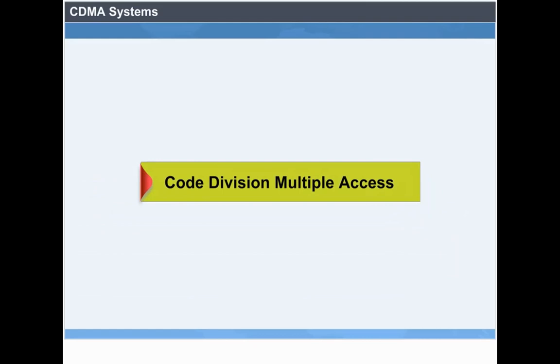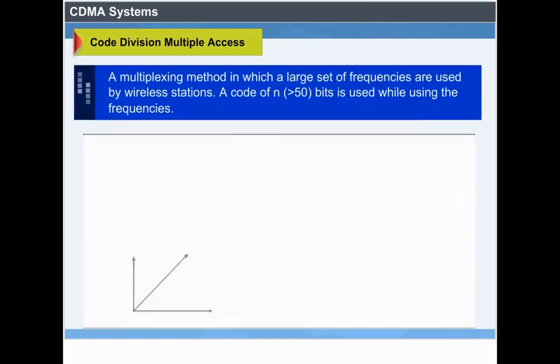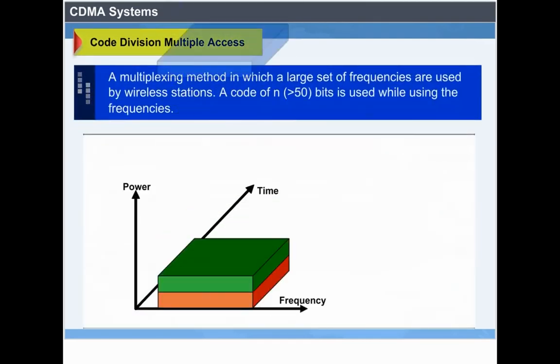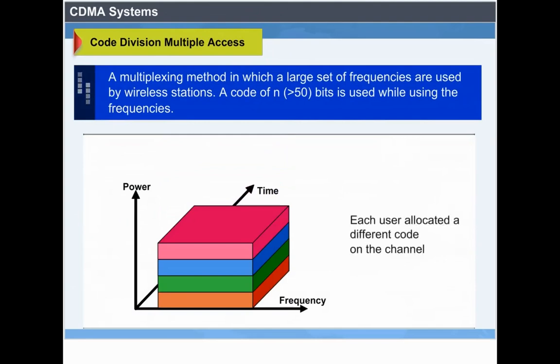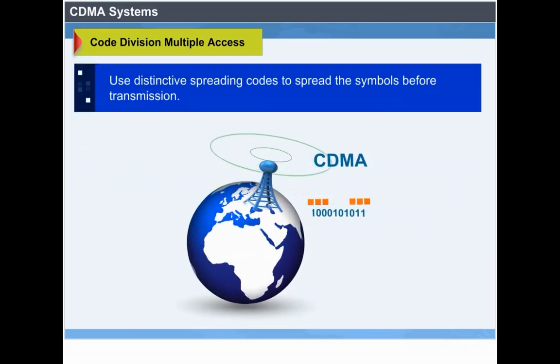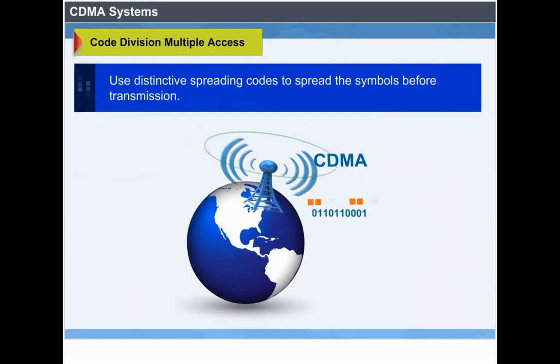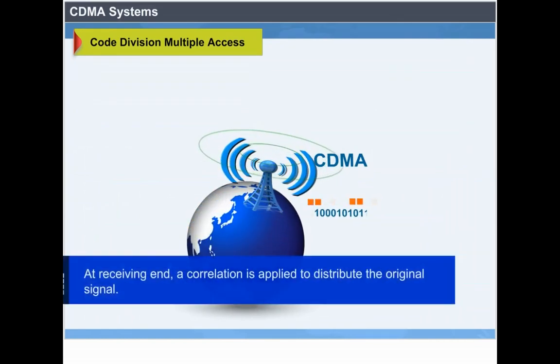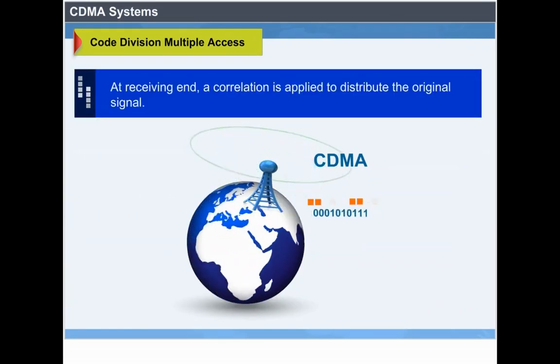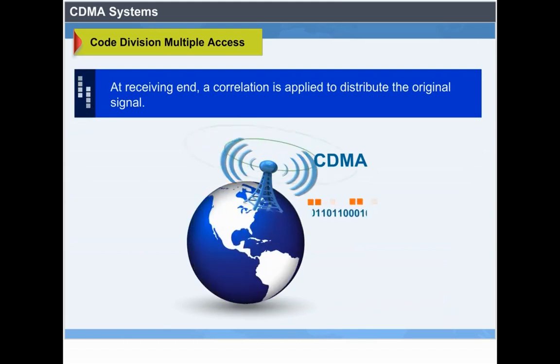Code division multiple access is a multiplexing method in which a large set of frequencies is used by wireless stations. A code of n greater than 50 bits is used when using the frequencies. Distinctive spreading codes are used to spread the symbols before transmission. At the receiving end, a correlator is used to despread the original signal.